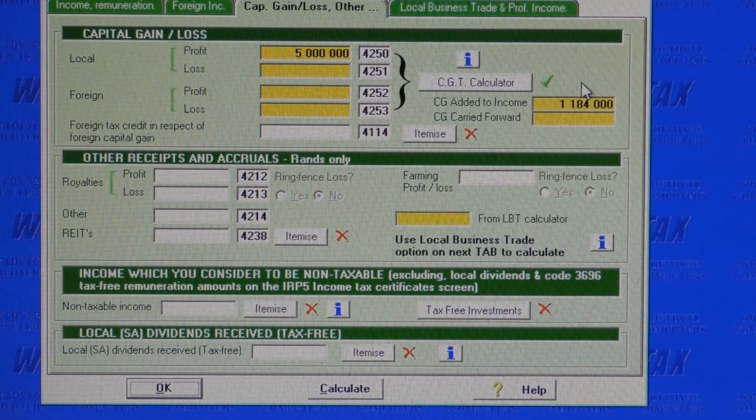The screen behind this shows that the code 4250 amount that SARS wants you to enter on the ITR 12 is the full 5 million rand profit. SARS will apply any exclusions and community of property splits, etc. The program has done all that for us, subtracted the 2 million rand primary residence exclusion, subtracted the 40,000 rand annual exclusion, and worked out that 40% of the balance, or 1.184 million, will be added to the rest of the taxpayer's income to be taxed at normal rates.